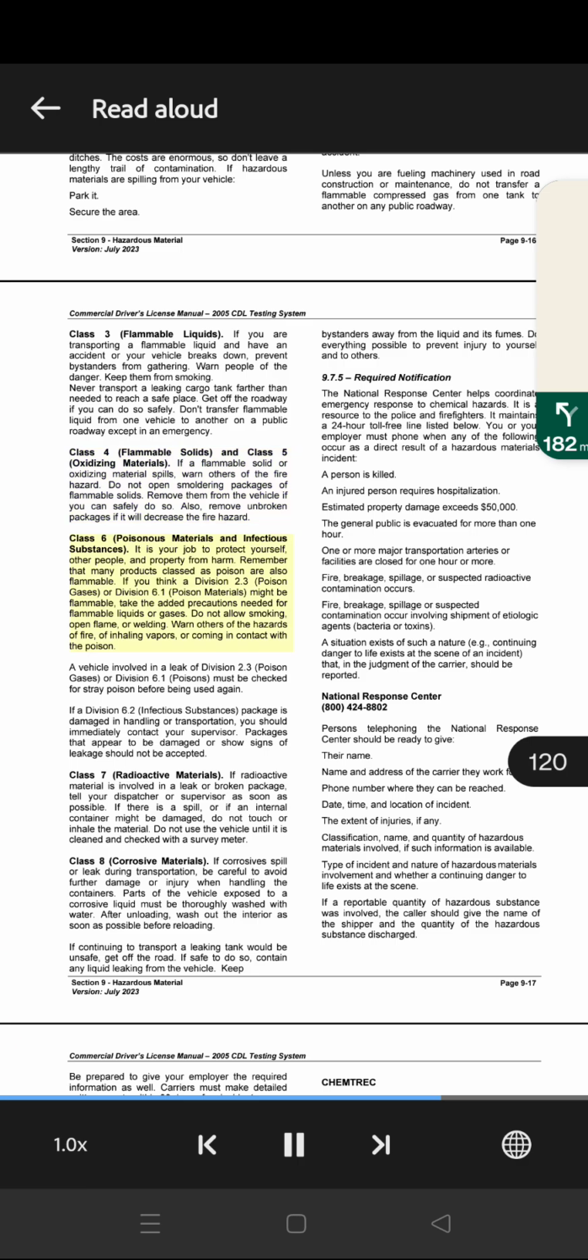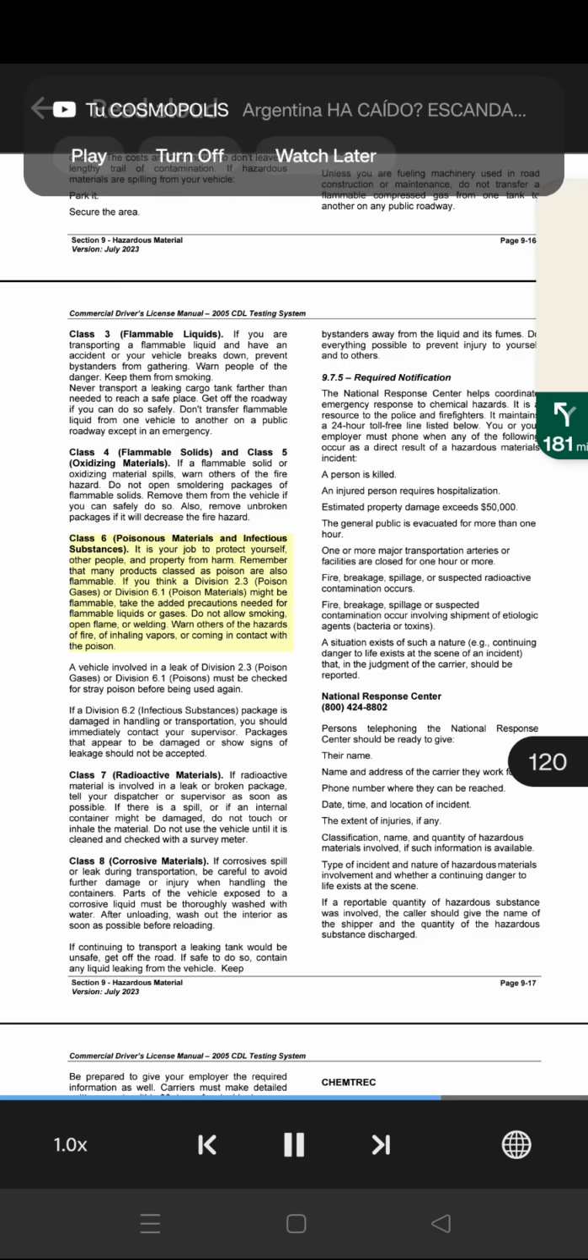Class 6 Poisonous materials and infectious substances. It is your job to protect yourself, other people, and property from harm. Remember that many products classed as poison are also flammable.